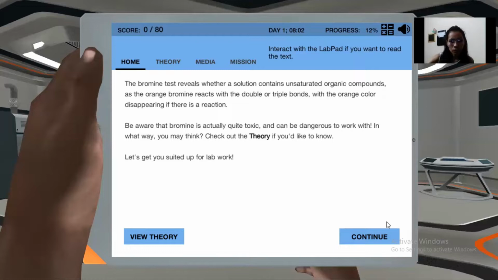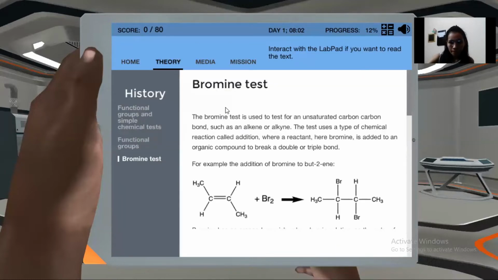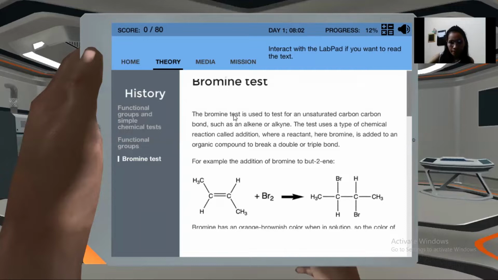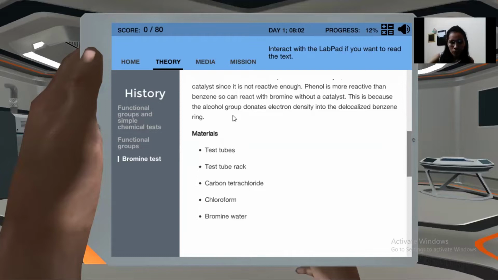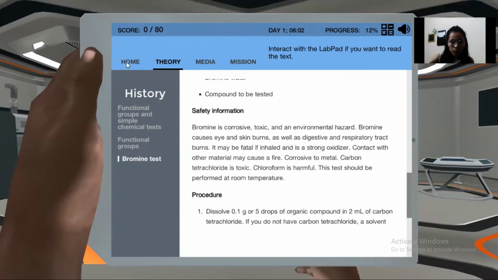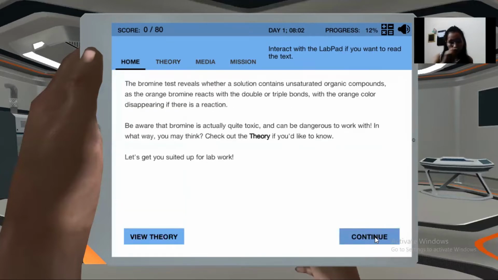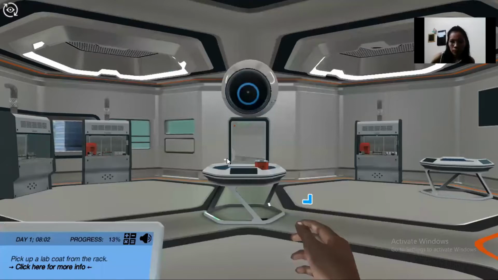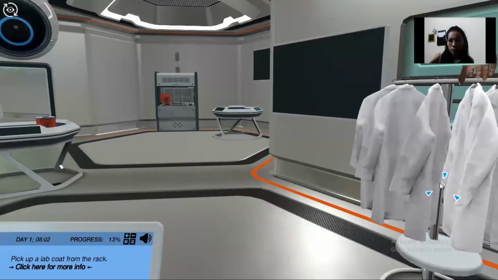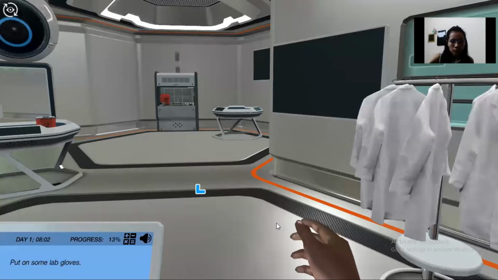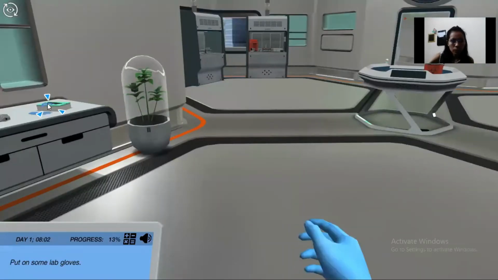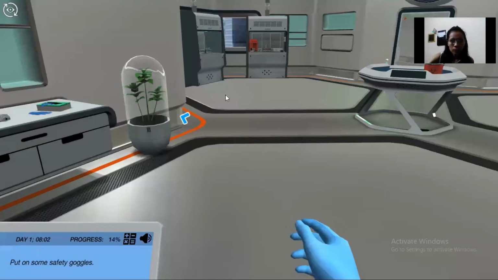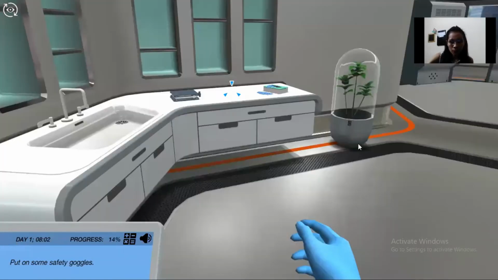Let's get you suited up for lab work. Pick up a lab coat from the rack. Put on some lab gloves. Put on some safety goggles. Go to fume hood 1.